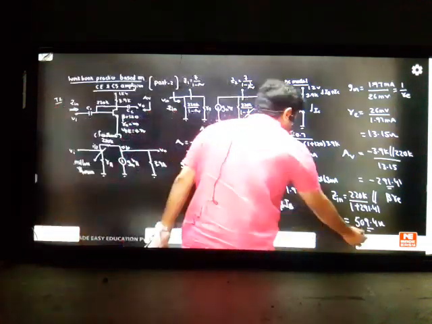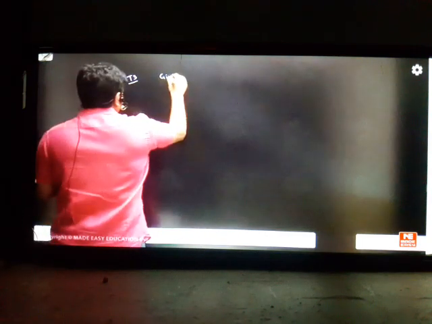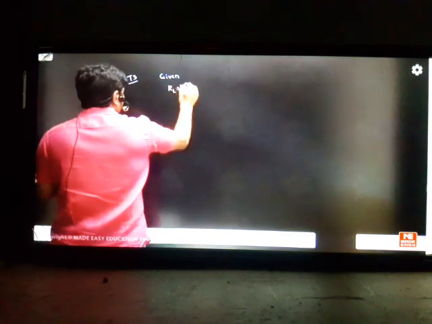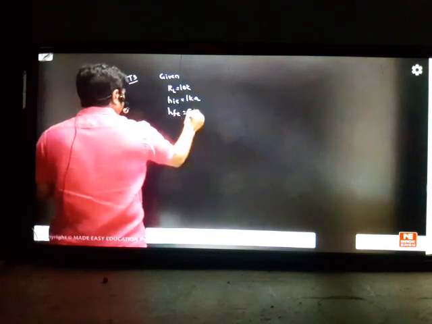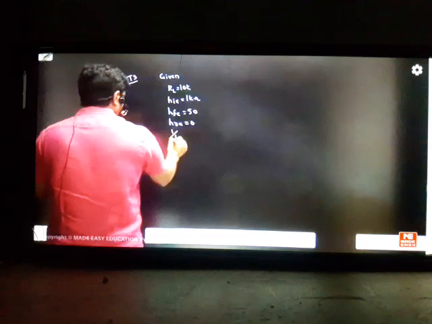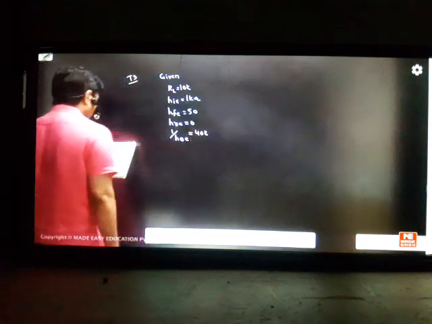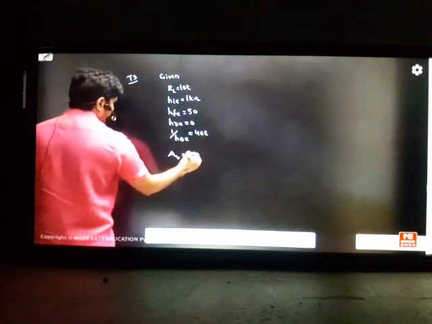So let us understand the T3 question now. He has given the RL value. RL is 10 kilo ohms. HIE he has given as 1 kilo ohm. HFE he has given as 50. HRE he has given as 0. 1 by HOE he has given as 40K. And he's asking what is the voltage gain, how much?